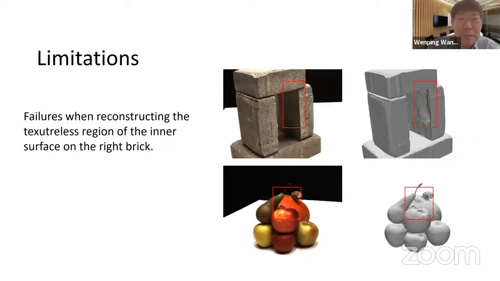Now, finally, some limitations. When there is extremely weak texture, as shown in this example, the reconstruction results are not perfect. For example, on that piece of brick on the right, the surface is not reconstructed properly because of lack of lighting and texture in this case.